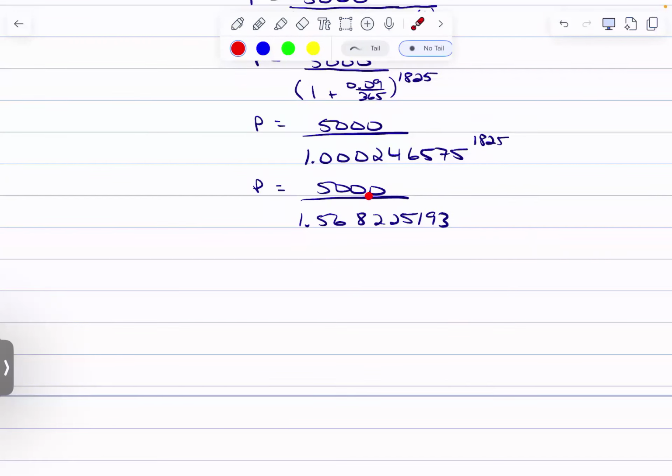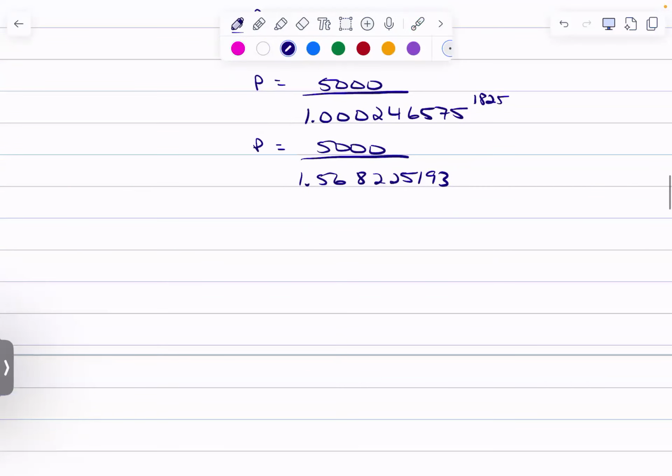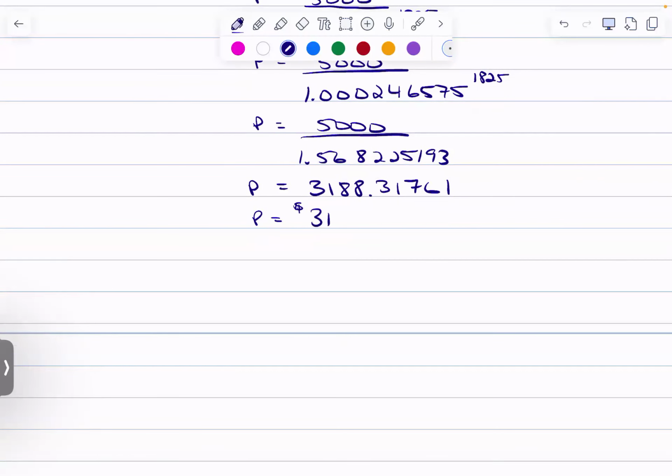And so if I do 5,000, I have a previous answer button, right? Usually there's an ANS button, and that'll just pull up your previous answer. So if I do 5,000 divided by my previous answer, as long as you get 3,188.31761, I'm happy. As money, 3,188.32.